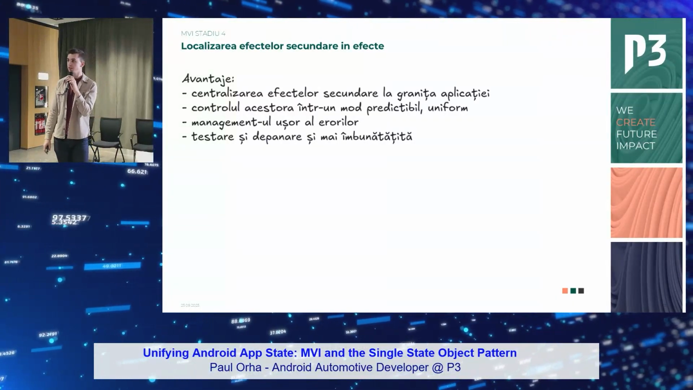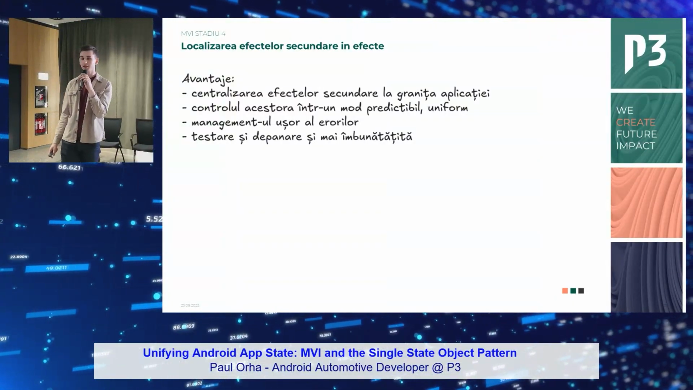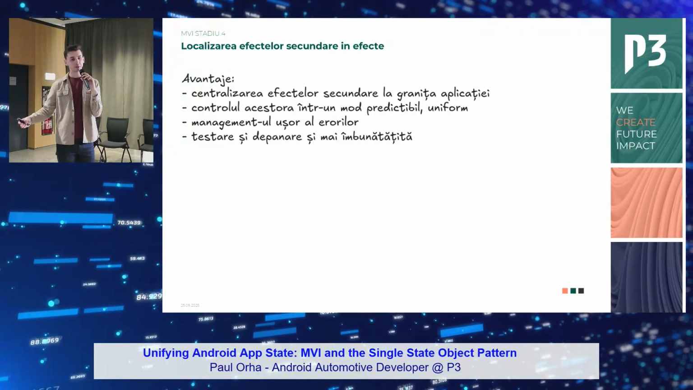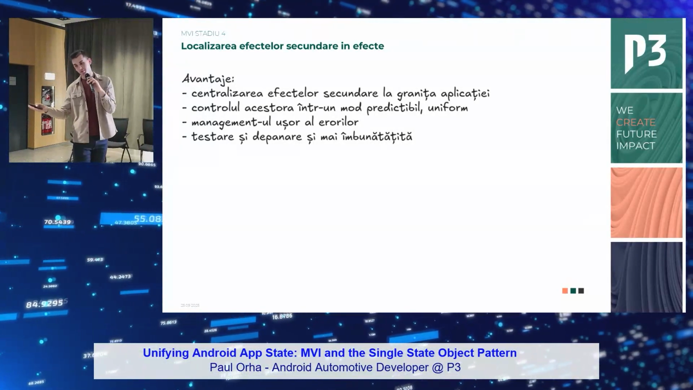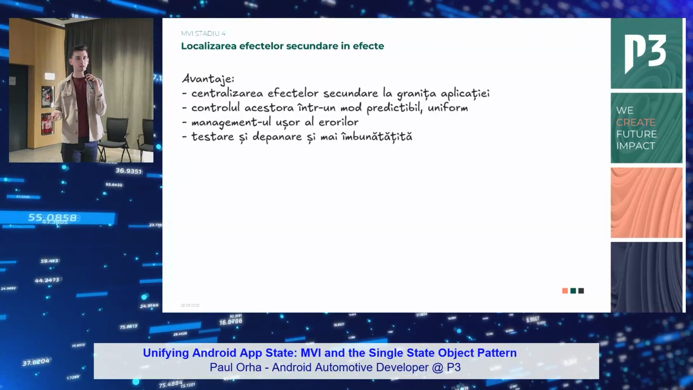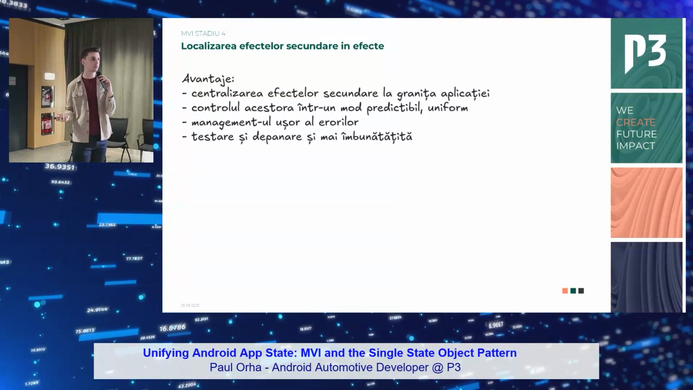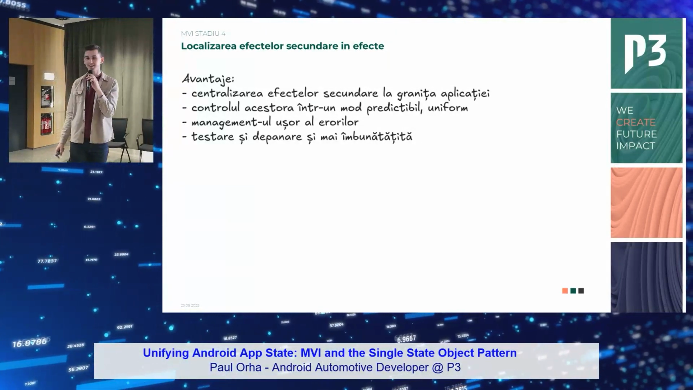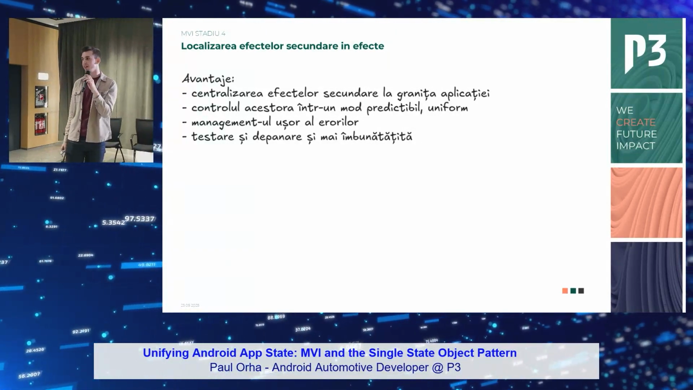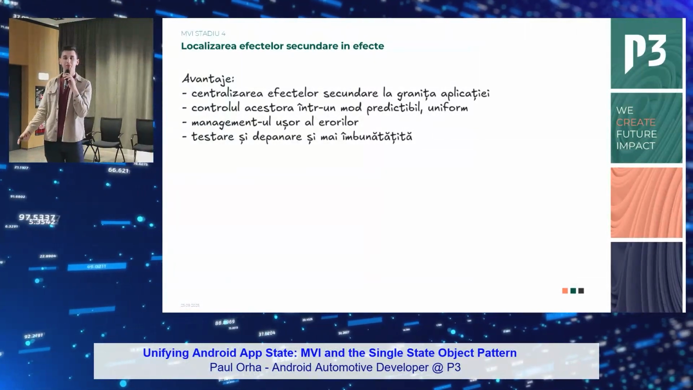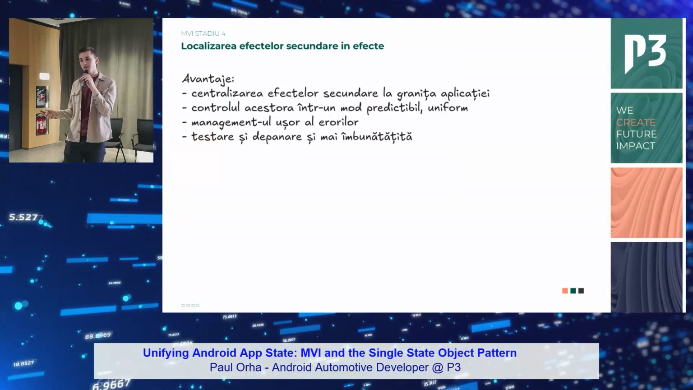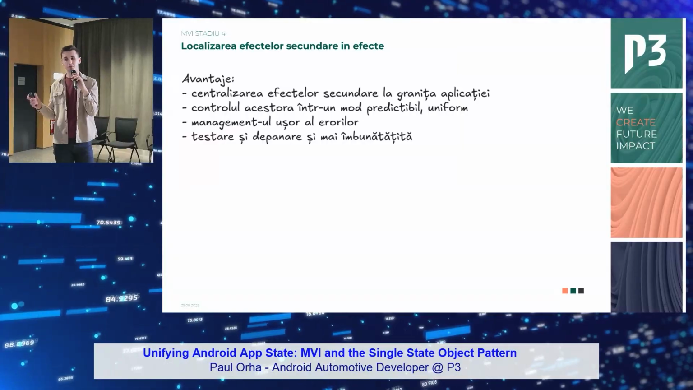Advantages, as I mentioned previously, you have the centralization of side effects. You put them at the border of your application, and now you could actually say that your screen, in this case, is mostly pure functions. It's just functional programming at this point. It gives you a lot of power, for example, predictable behavior, uniform behavior, easily managing states and errors in a clear stream way.